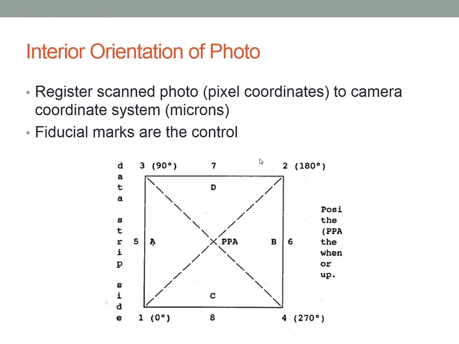Notice that the fiducials are numbered with the data strip on the left side. The data strip was cut off in the scanned image files, but you were instructed that the data strip is the side of the photo opposite the camera identifying box.